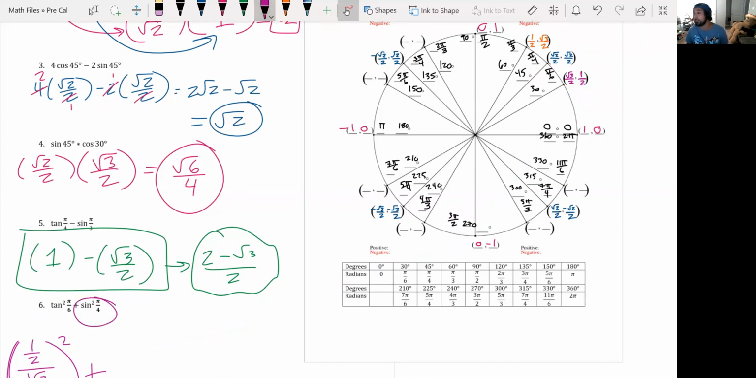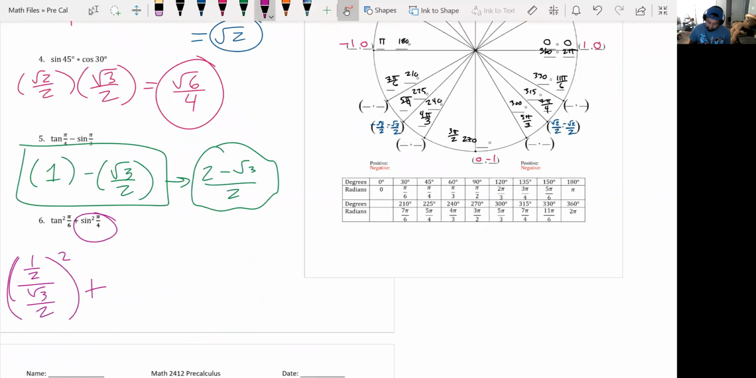The sine squared of pi over 4. Oh, we don't even need a reference unit circle anymore. We know what sine of pi over 4 is. Sine of pi over 4 is square root 2 over 2, and we're squaring it. That's it. And now, I mean, we have to clean it up, of course.